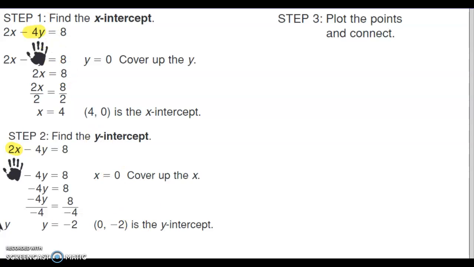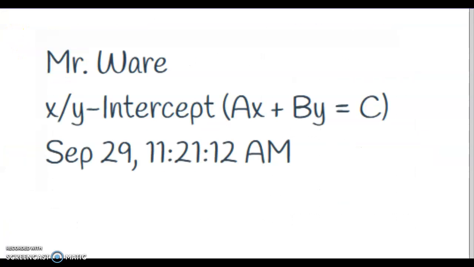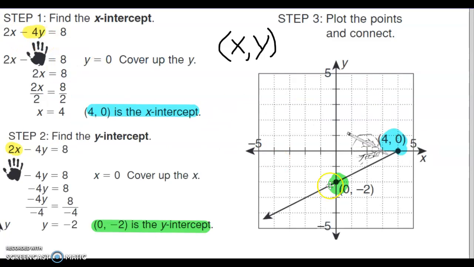Now step three, we're going to plot both of those points: (4, 0) and (0, negative 2). Here's (4, 0), and here's (0, negative 2). We're going to plot those two points, and then just draw a line. And that line should come all the way out. I don't know why they didn't put the arrows on there, but that line should come all the way through.